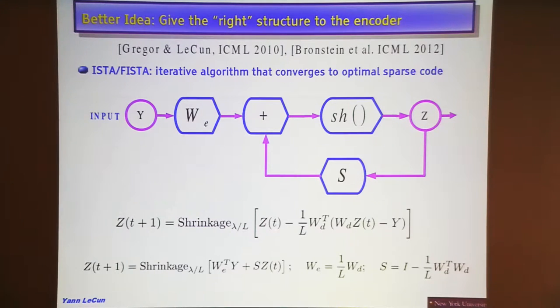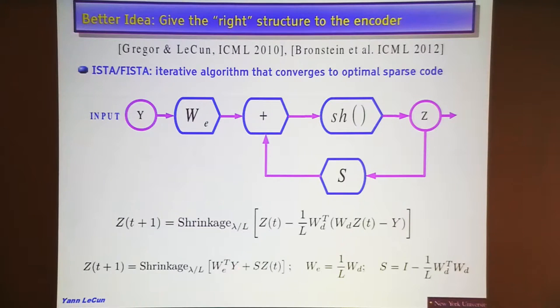Z of t plus 1 equals shrinkage of z of t minus this mess. It's the same thing that I showed you before. We're going to rewrite this a little differently. We're going to pre-compute the product of this matrix by that one, but replace the WD here by WE, which is a matrix we're going to learn. This is going to be a sort of filter matrix, which you could think of as a transposed, modified version of the dictionary matrix.